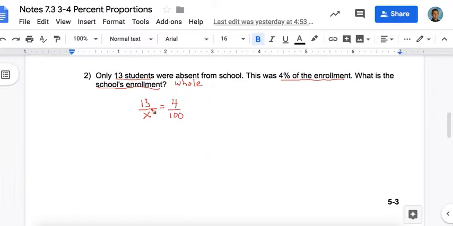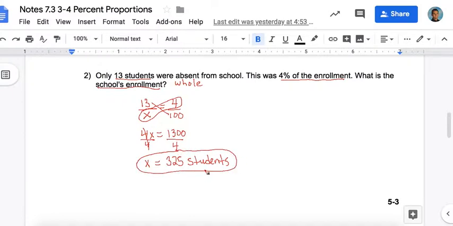And now we're going to solve that. Cross products, 4 times X is 4X. 13 times 100 is 1,300. The opposite of multiplication is division. So we're going to divide both sides by 4. 4 divided by 4 is a 1 in disguise. Bring down your X. And 1,300 divided by 4 is 325. And I need to label students. Okay, and that seems reasonable because 13 students is only 4%, so 325 students, it's got to be a lot more than 13 students. So that seems reasonable.